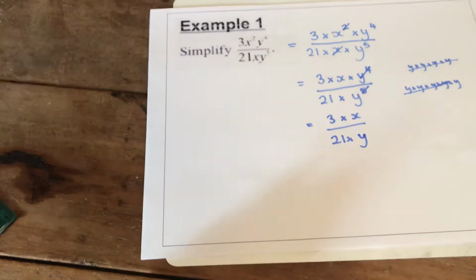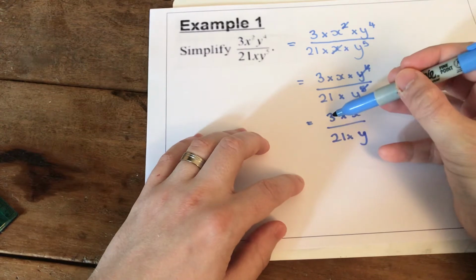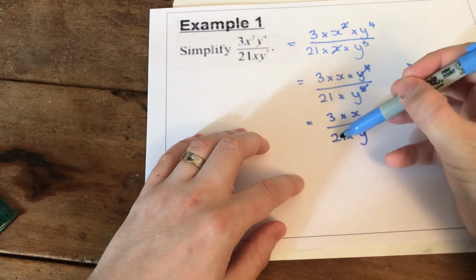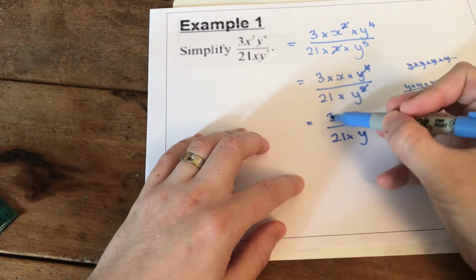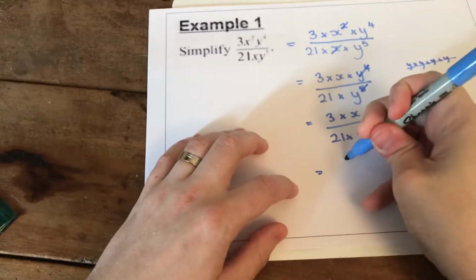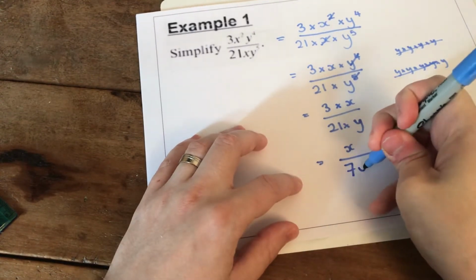Now we look at our numerical values. There is a 3 and a 21. Now 3 goes into 21 7 times, so we can divide the top and the bottom by 3. That leaves us with just an x and then a 7y.